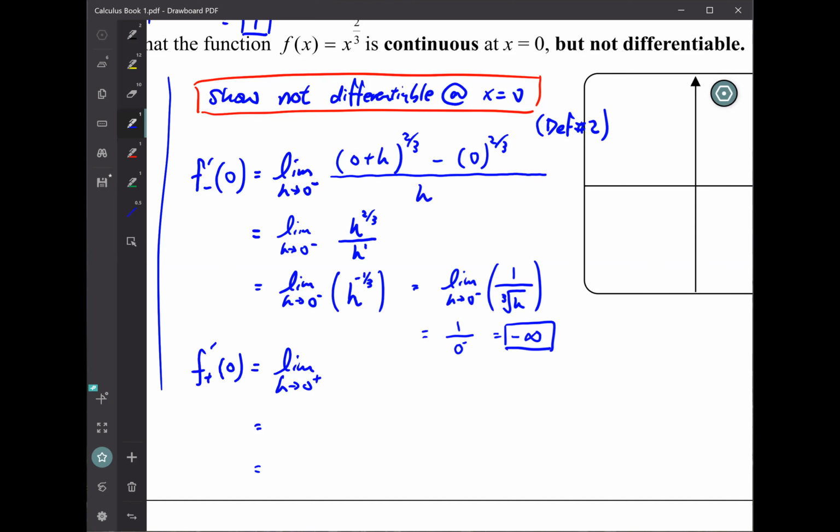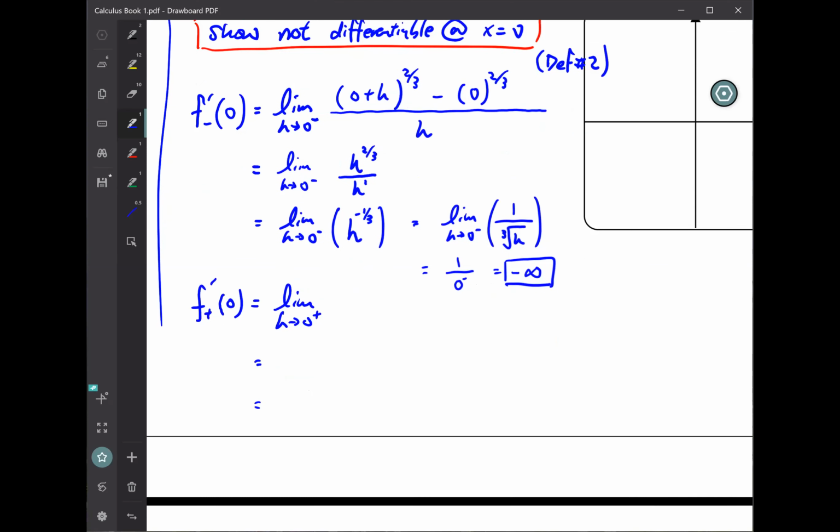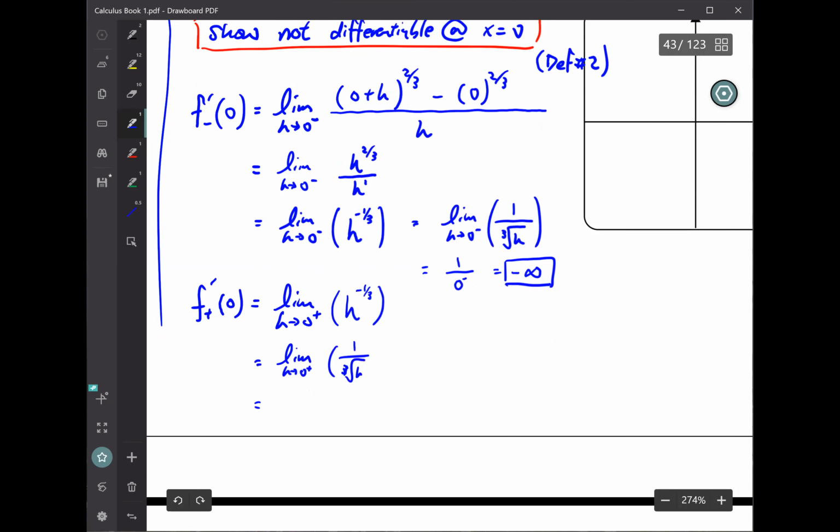Now for the second part, it will work the opposite. Everything will be similar, so I'm going to skip to here: h to the -1/3, because it will end up in the same place. And then the same thing, instead of a negative small number, it will have a positive small number. So we'll end up with a positive infinity.